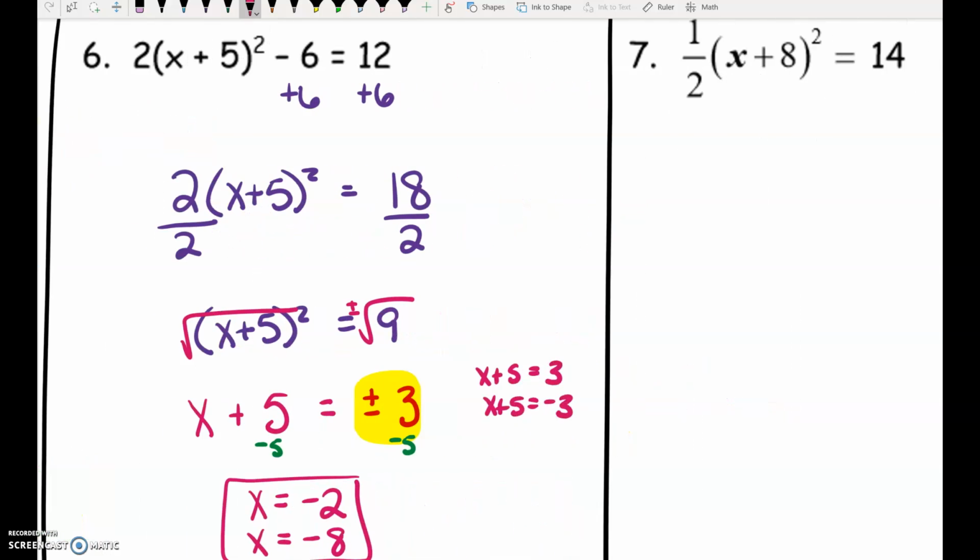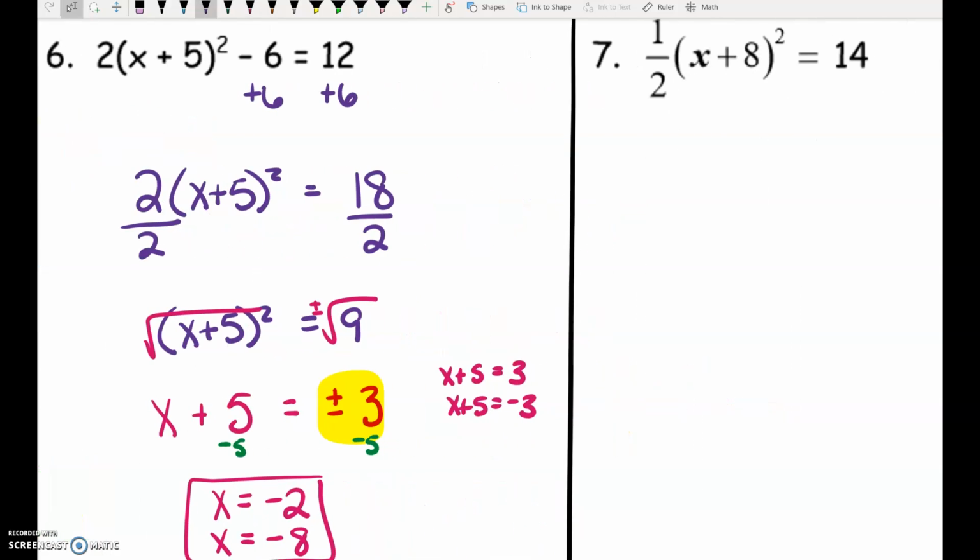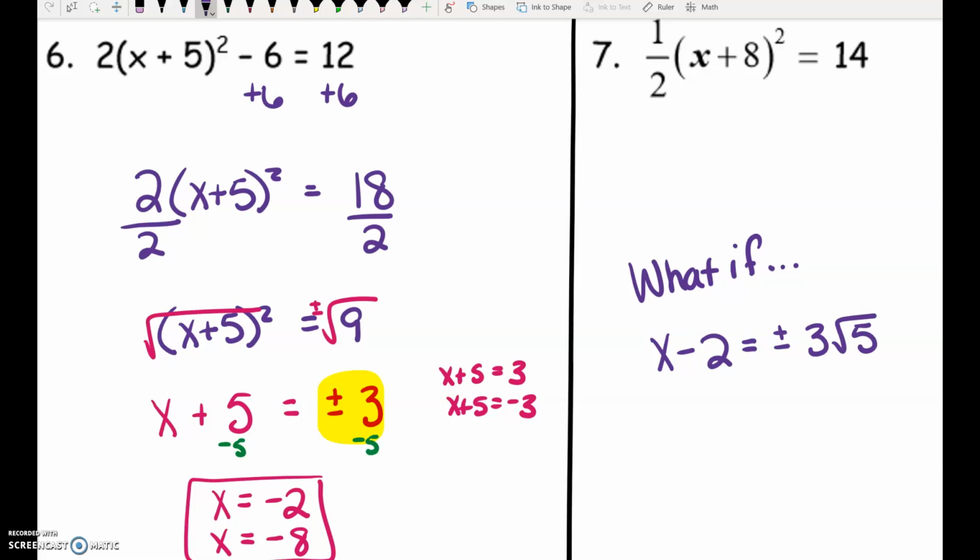Okay, now we're not going to do number 7. I just want to give you a what-if situation. What if you ended up with x minus 2 equals plus minus 3 times the square root of 5? Okay, we know that we can't do square root of 5 plus 2, but this 3 is not under the radical. But what you must remember is there is multiplication between the 3 and the square root.